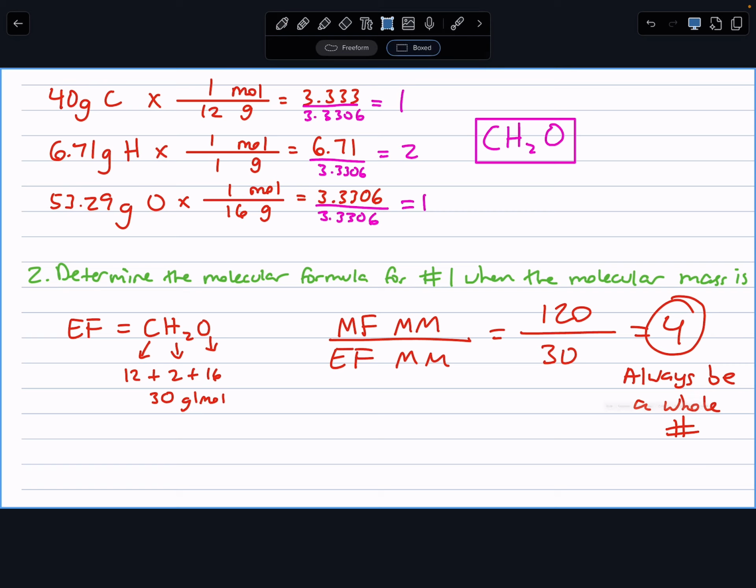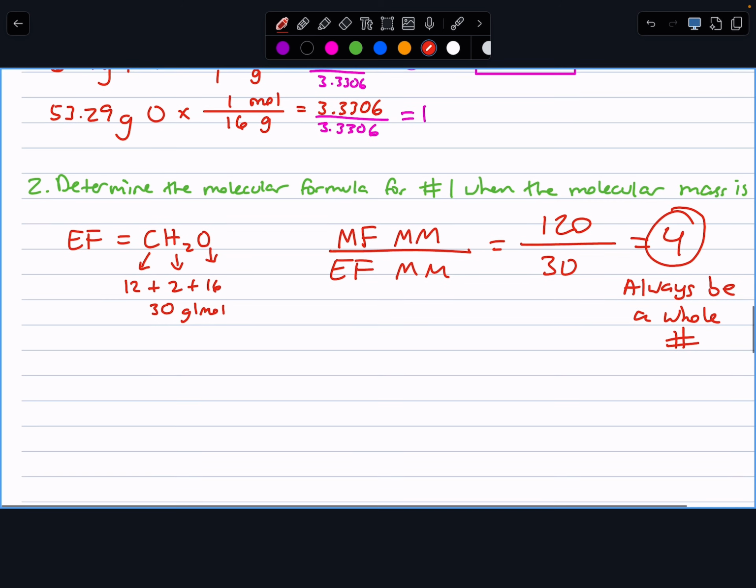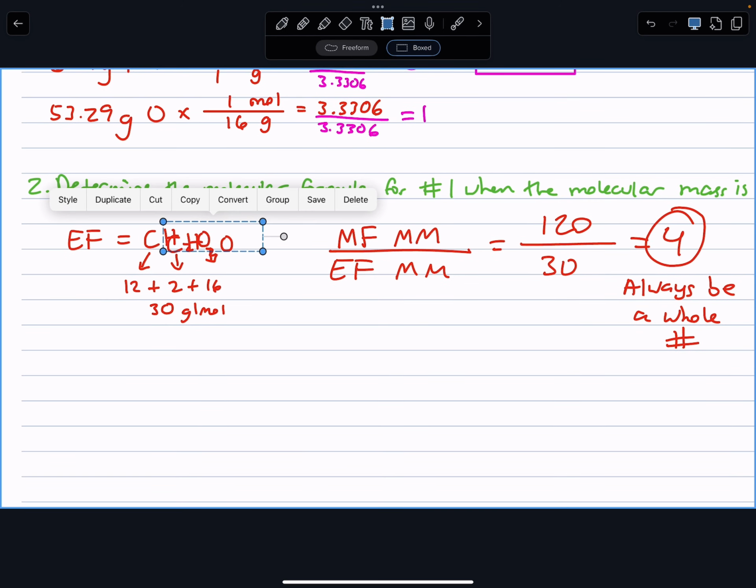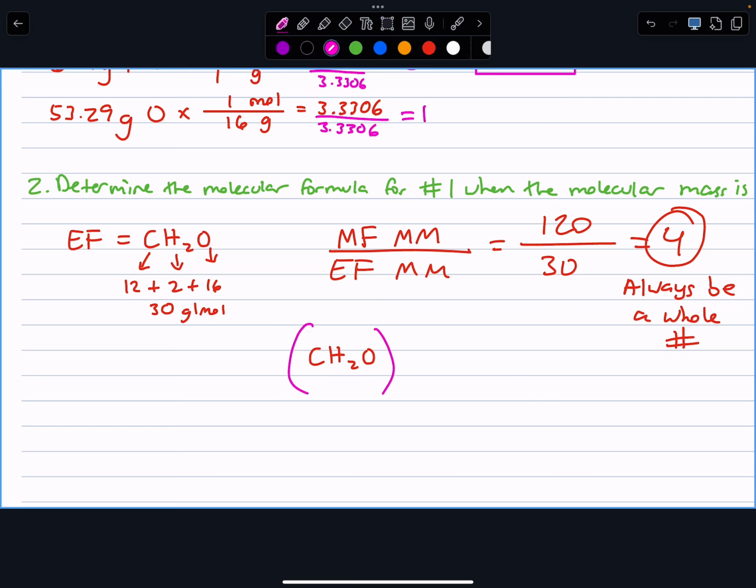Okay, you're with me? Almost done. We're almost done. This is the easiest part. So I got the number 4. You're with me? I'm going to take this empirical formula. Bye, have a good day. I'm going to take this empirical formula, and I'm going to take this 4, and I'm going to multiply every element by that 4.